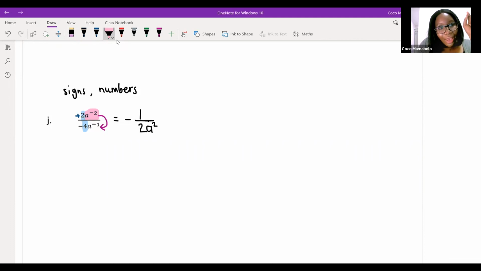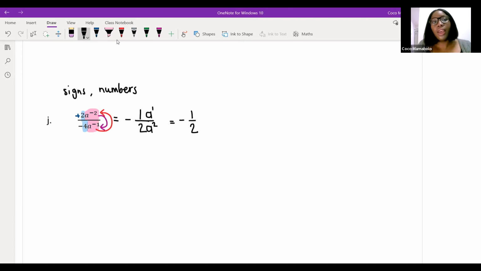But I also have a to the power of negative 1 over here. Where is my a to the power of negative 1 going to go? It's going to go up to the top. That's it. There we go. It goes to the top. So I end up with a to the power of positive 1 at the top. Now, I'm going to clean this up a little bit. I'm going to get negative 1 over 2.